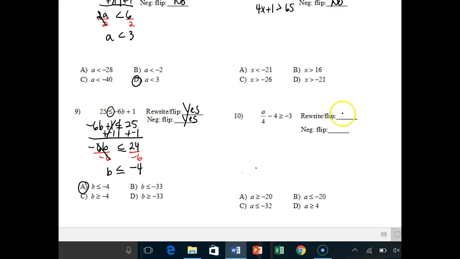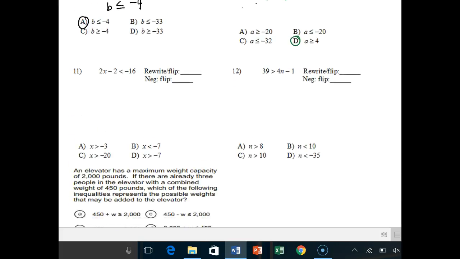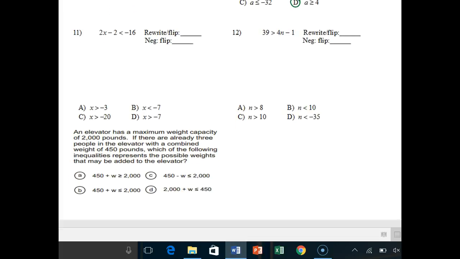Do you have a rewrite flip on this? No. Do you have a negative flip on this? No. So this should be a very simple one, where you just go right to work, adding 4 to both sides, those cancel out. a over 4 is greater than or equal to 1, and then you finish it off by multiplying by 4. So a is greater than or equal to 4, D. So I've done a couple extras there for you. I'm going to leave 11 and 12 to you.